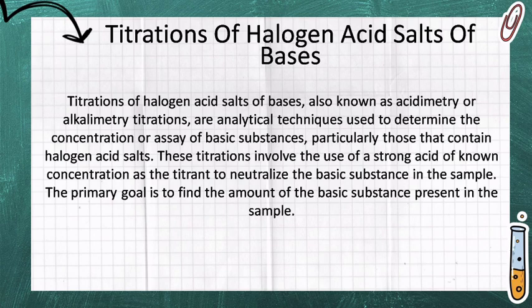Titrations of halogen acid salts of bases. Titrations of halogen acid salts of bases, also known as acidimetry or alkalimetry titrations, are analytical techniques used to determine the concentration or assay of basic substances, particularly those that contain halogen acid salts. These titrations involve the use of a strong acid of known concentration as the titrant to neutralize the basic substance in the sample. The primary goal is to find the amount of the basic substance present in the sample.